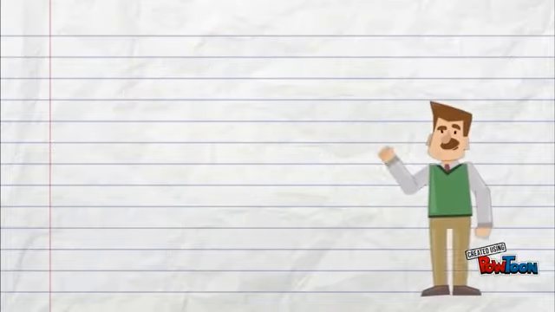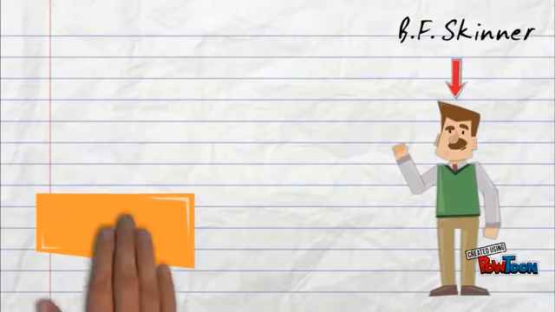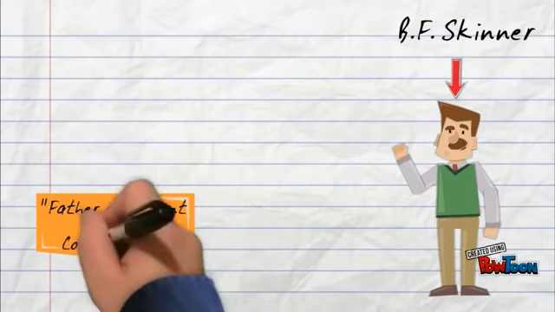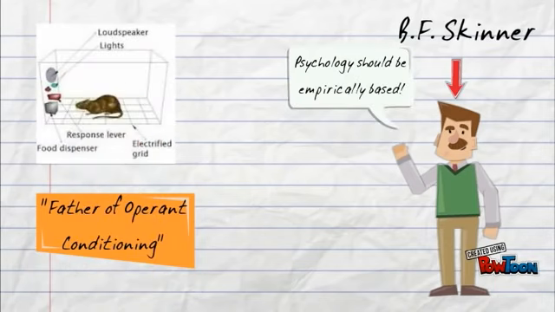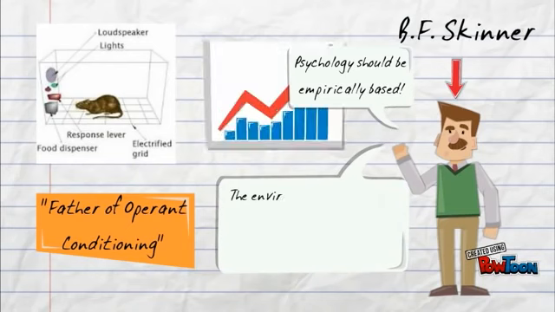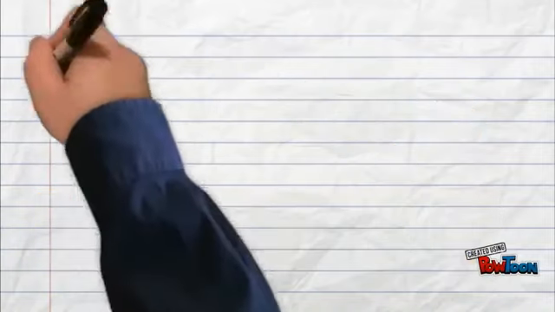B.F. Skinner, an American scientist born in 1904, took classical conditioning just one step further. Skinner is often called the father of operant conditioning, and he was most famous for conducting experiments with animals in his Skinner box. Like Watson, Skinner believed that psychology should be studied through a more objective lens, and that required hard evidence, observation, and experimentation.